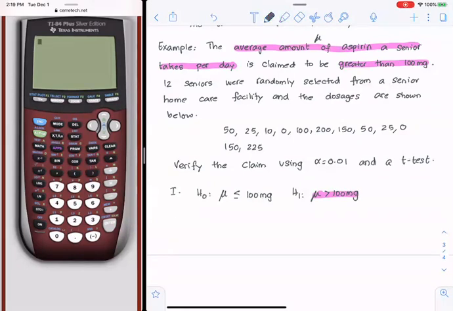So alpha in this case is simply 0.01. In other words, the probability of error in rejecting the null must be 1% or less. So let's do this using the calculator first. So 50, 25, 10, 0, 200. Oops.